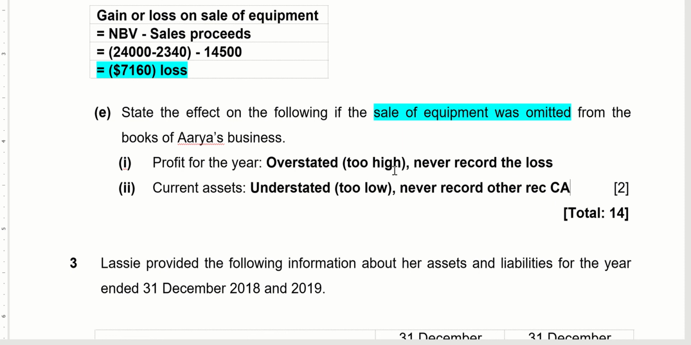This question is difficult. Not many students got a good grade for this. So I have given you more topical practices for sale of non-current asset. All the best.